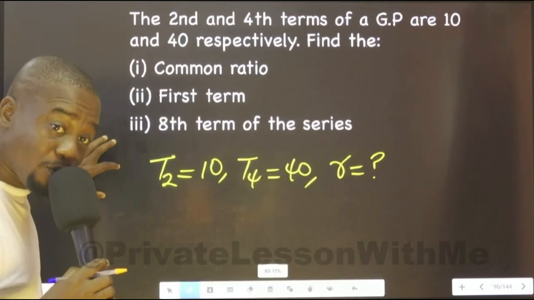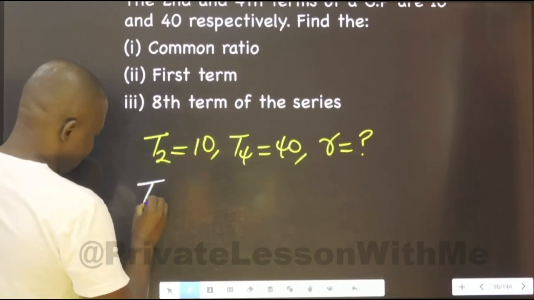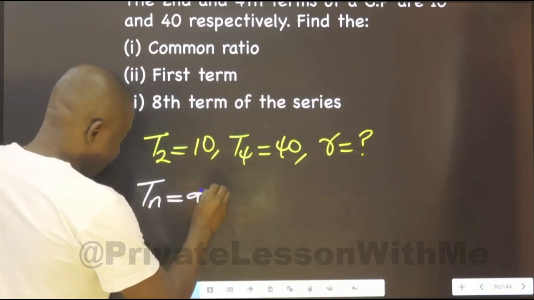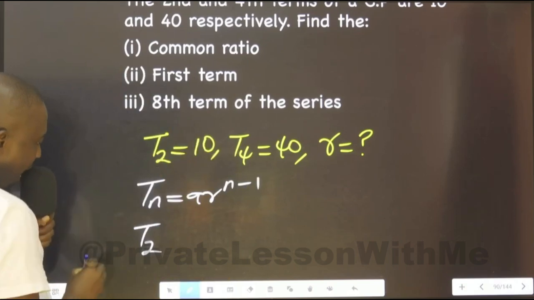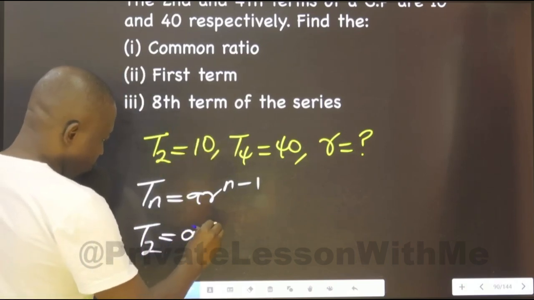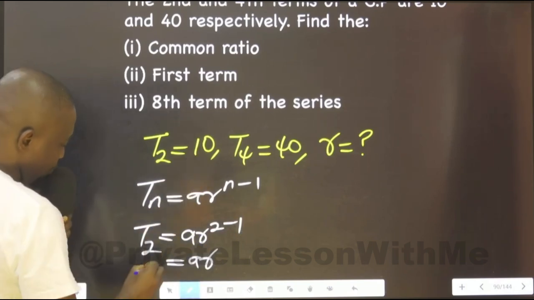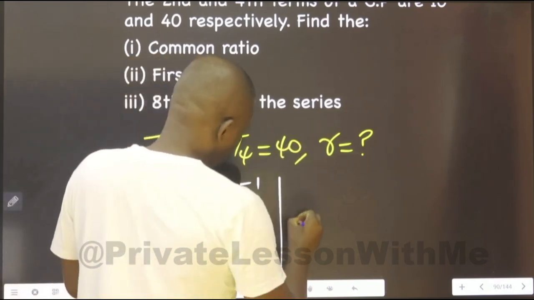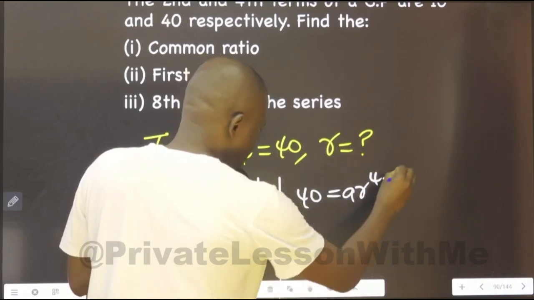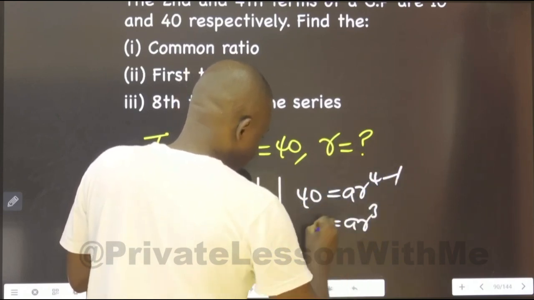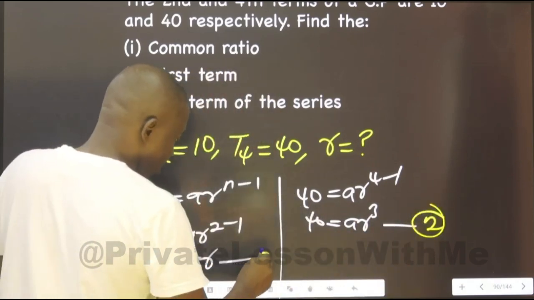So with this now we can do something. Let's start with the formula that says this is n minus 1. For this one now, n is 2, ar^(2-1), which is ar raised to power 1. We can leave it like that, but we put 10 here. Let's go for the second one. That says 40 is equal to ar^(4-1), which is ar raised to power 3. Call this one equation 2. Call this one equation 3.